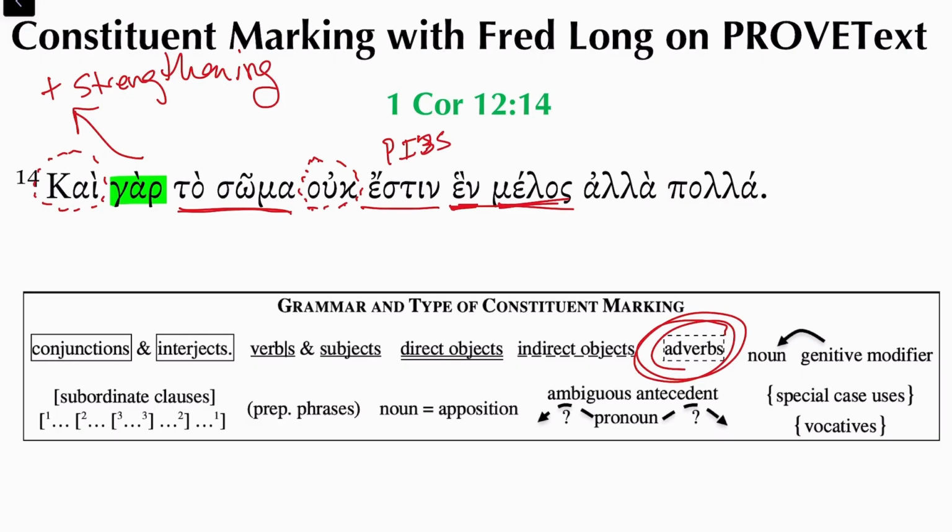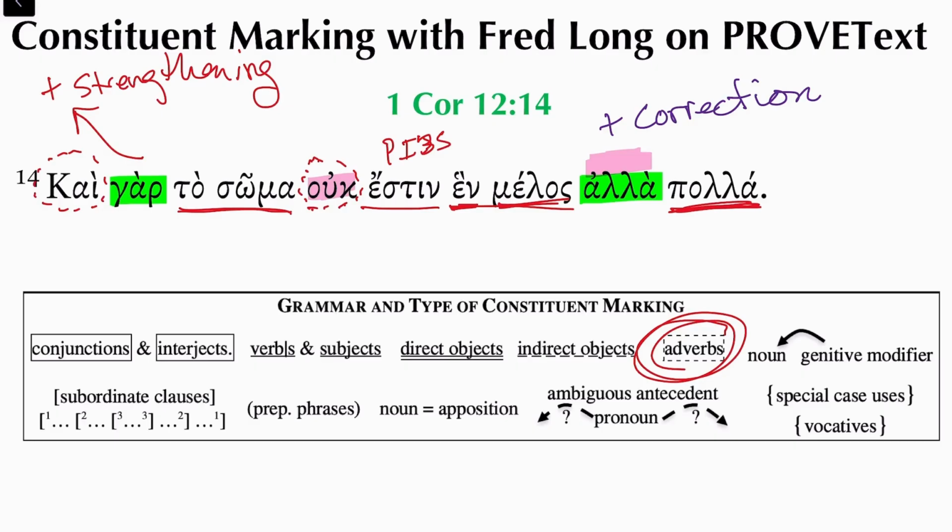And then you have alla. So after that, you have alla. So far we have: for also the body is not one member, alla polla, but many. So what's going on here with the alla? Well, it is working in what is called the ouk alla construction. This is a correction taking place. It's marked plus correction. And so what's being corrected is a conceptualization of the Christian body, that it is not one type of member, but it is many.